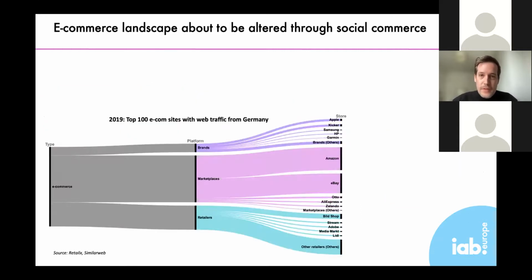But this whole landscape of e-commerce is being altered through what you could call social commerce. And think of the funnel and how the whole concept of the funnel from awareness to purchase is actually collapsing in this world. So here you can see, for instance, the website traffic from the top 100 e-commerce sites in Germany in this flow chart. You can see e-commerce traffic goes to brands directly, big stores. It goes to marketplaces like your Amazon, like your eBay, Otto, Zalando, and so forth. And it also goes to retailers directly, a Lidl and others, right?